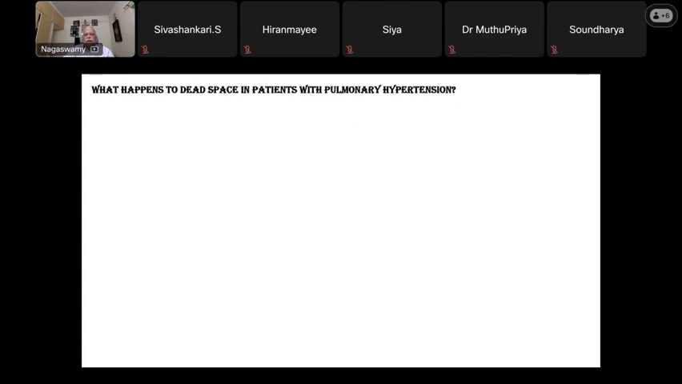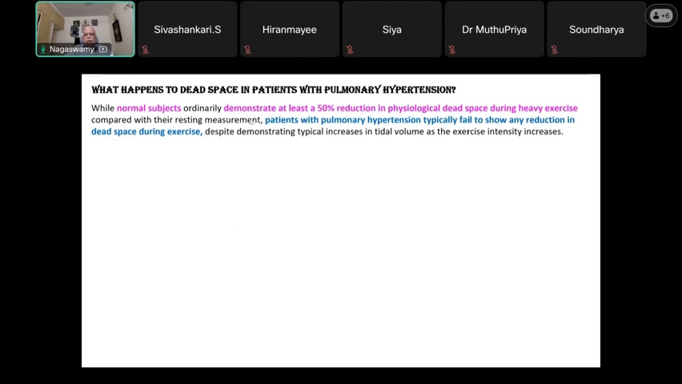The pulmonary circulation is affected, as we saw in the COVID times or in ARDS patients. You get a wasted ventilation, alveoli ventilated, but circulation is not there. But if the patient simply has pulmonary hypertension, the pulmonary pressures are high, will it affect the dead space? So normal subjects demonstrate at least a 50% reduction in physiological dead space compared with their resting measurement. Patients with pulmonary hypertension typically fail to have any change in dead space during exercise especially.